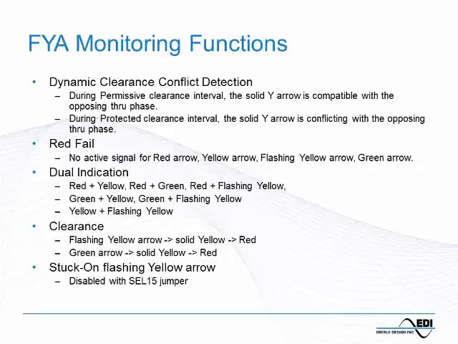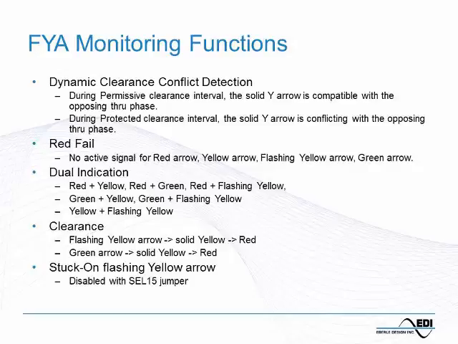All right, so red fail for a flashing yellow arrow signal is just like our normal red fail, but it includes all 4 signals. So if we have no active signal on the red arrow, the yellow arrow, the flashing yellow arrow, and the green arrow, meaning the left turn signal for that movement is totally dark, that's a red fail.